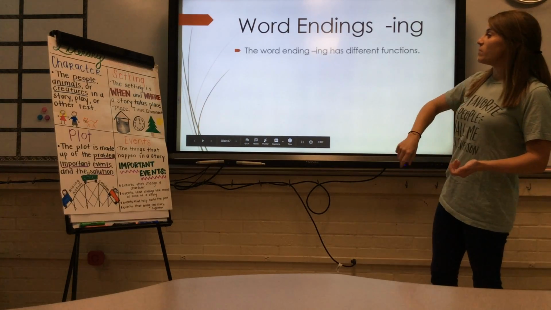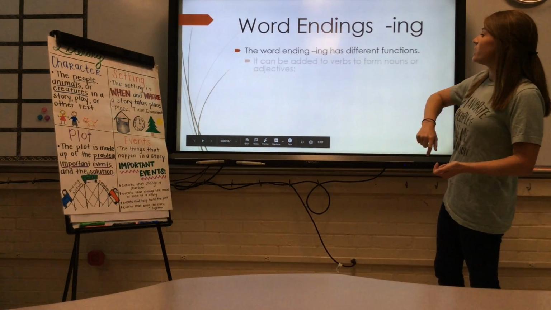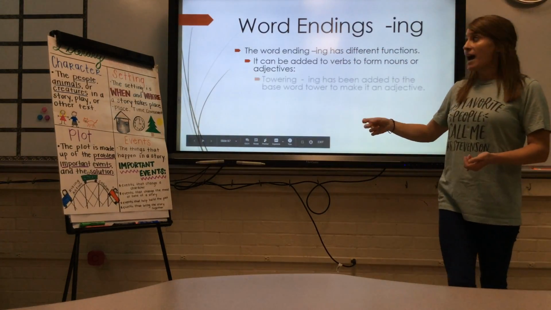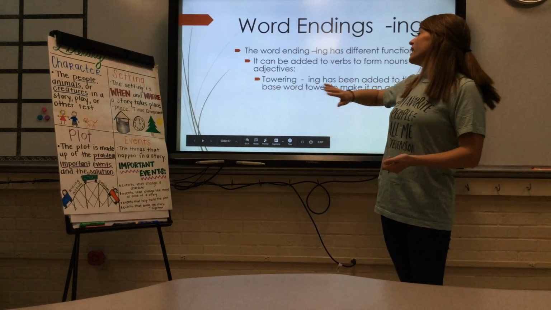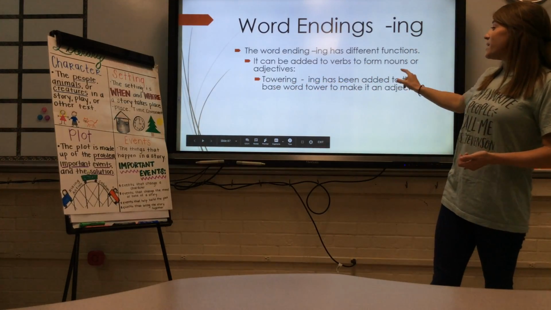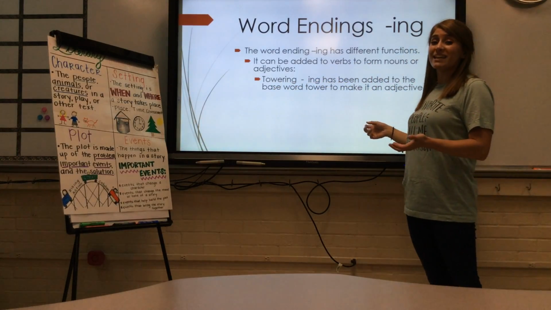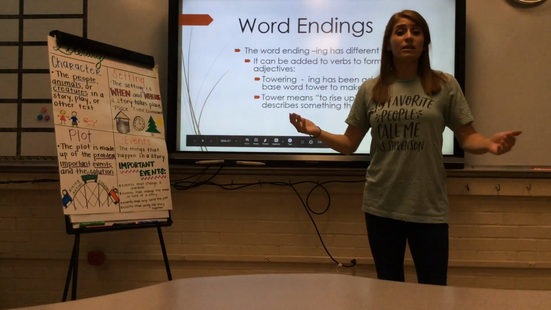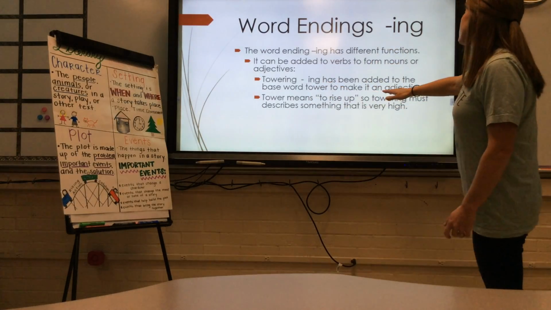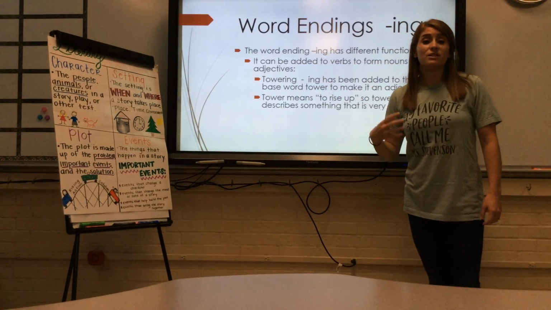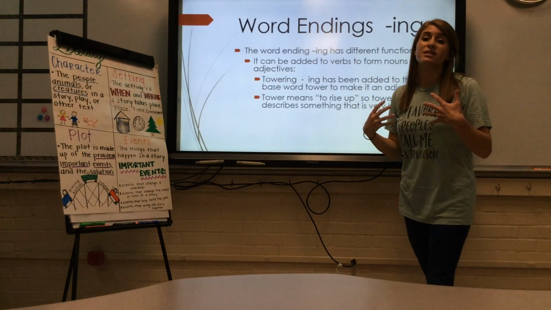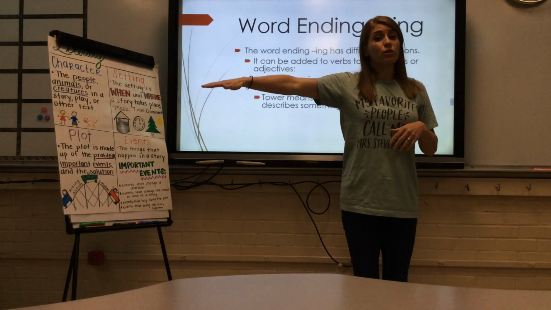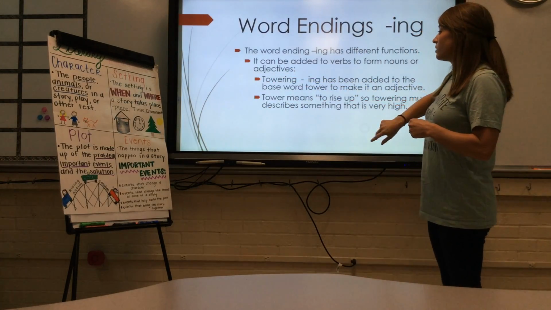Word endings, going back to the ing, we know that it has different functions. It can be added to verbs to form nouns or adjectives. For example, towering. The ing has been added to the base word tower to make it an adjective. So it means to rise up. When you say tower, it means to rise up. So towering must describe something that's very high. So sometimes we will say that the skyscrapers are towering over the rest of the stuff in the city.